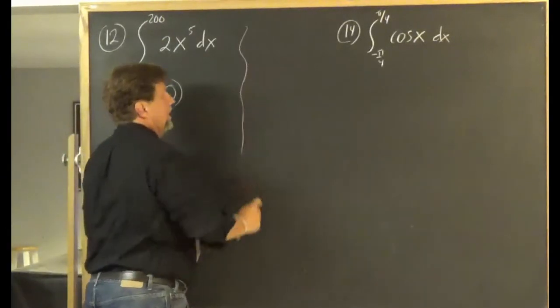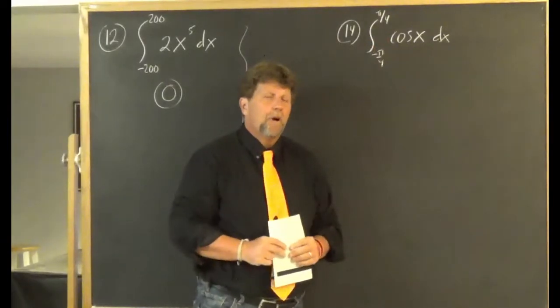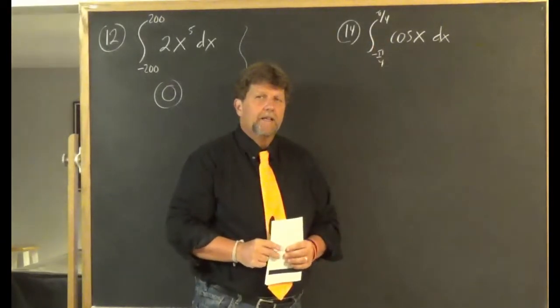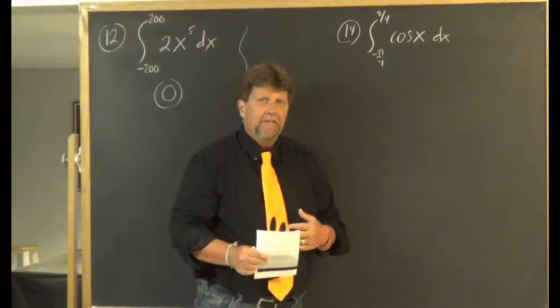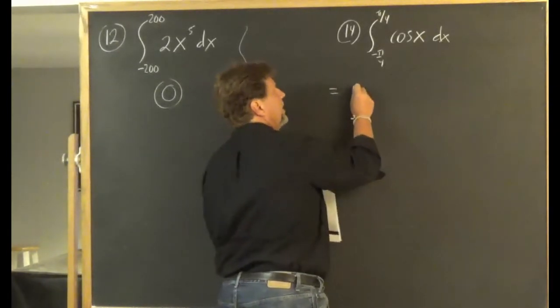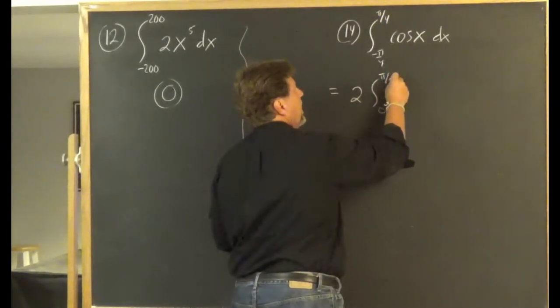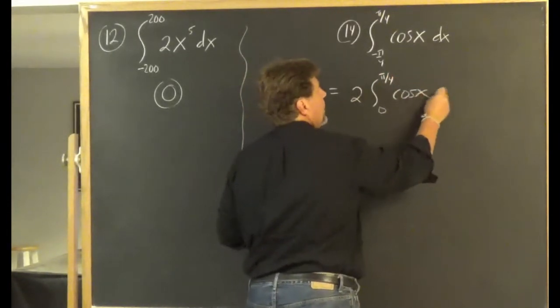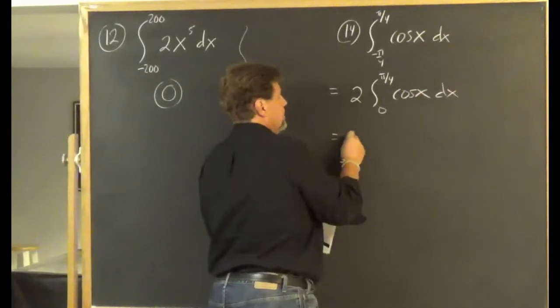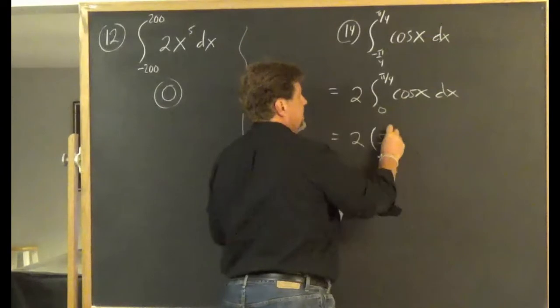Number 14, integrating from negative pi over 4 to pi over 4, cosine x dx. Well, cosine is an even function. So since it's an even function, I can rewrite the integral as 2 times the integral from 0 to pi over 4, cosine x dx. Get my antiderivative. Antiderivative of cosine is sine.